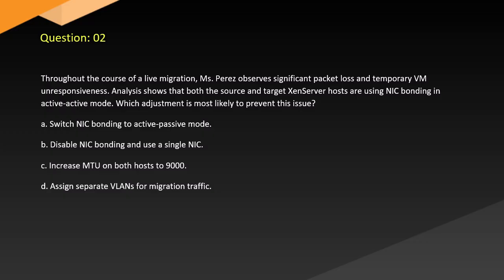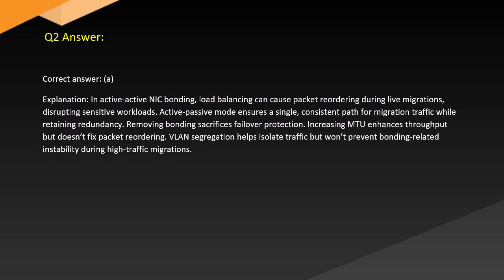A. Switch NIC bonding to active-passive mode. B. Disable NIC bonding in use, a single NIC. C. Increase MTU on both hosts to 9000. D. Assign separate VLANs for migration traffic. Answer. Correct answer. A. Explanation.